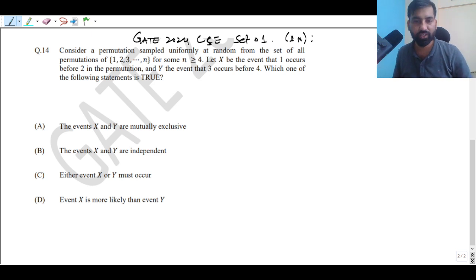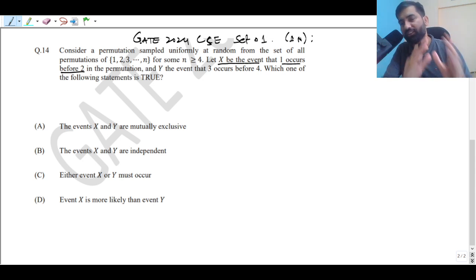Consider a permutation sampled uniformly at random from the set of all the permutations of 1, 2, 3, 4, till n, for some n greater than or equal to 4. So you can take n equal to 4 as well. Let x be the event, the first event they have given, that 1 occurs before 2 in the permutation.